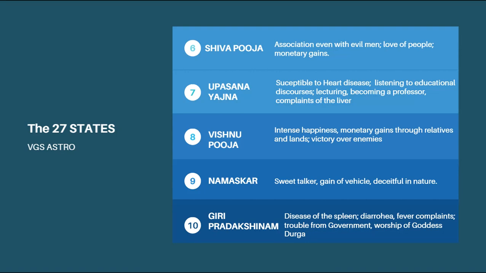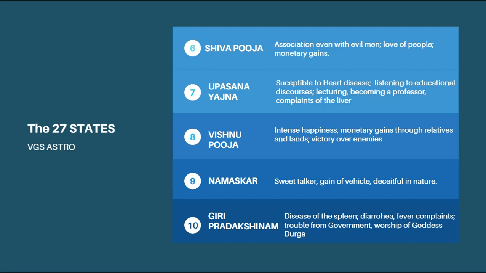So not following the right diet, or not eating the right things at the right time, or having the wrong food can be the reason for the heart disease or the complaints of the liver itself. So you got to watch out your diet throughout this dasha if you're going through the dasha where the state itself falls under number 7. And number 9 is where the person could be very pleasing in nature. He could gain a lot of vehicles, but he's also going to be somewhat deceitful in nature, which means he's going to do things with an ulterior motive in mind.